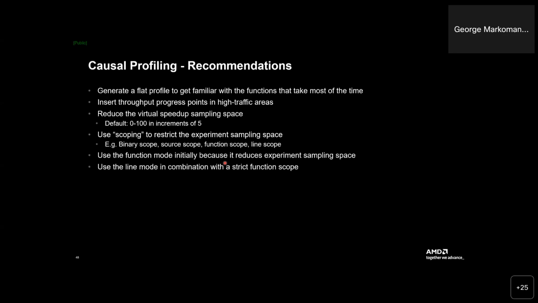Use scoping to restrict the experiment sampling space. I will show you what that is: a binary scope, source scope, function scope, line scope, etc. Use the function mode initially because it reduces the experiment sampling space, and use the line mode in combination with a strict function scope.